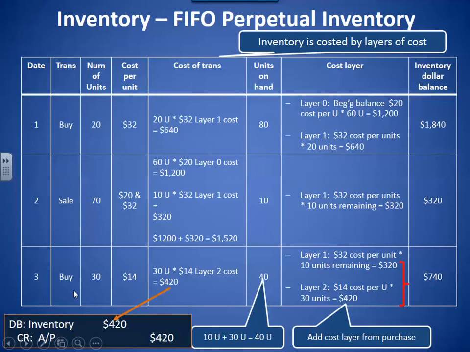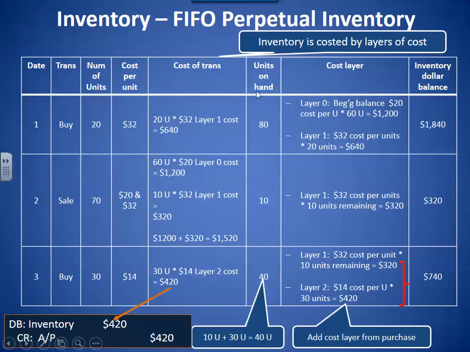With date number 3, we're buying 30 more units, and in this case, the cost per unit is $14. So the cost of our transaction, since it's a purchase, is those 30 units times our $14, and that's going to be another layer of cost. So it's 30 units times $14, layer 2 cost. The cost of this new layer, layer number 2, is $420. So we would credit accounts payable and debit inventory for $420.